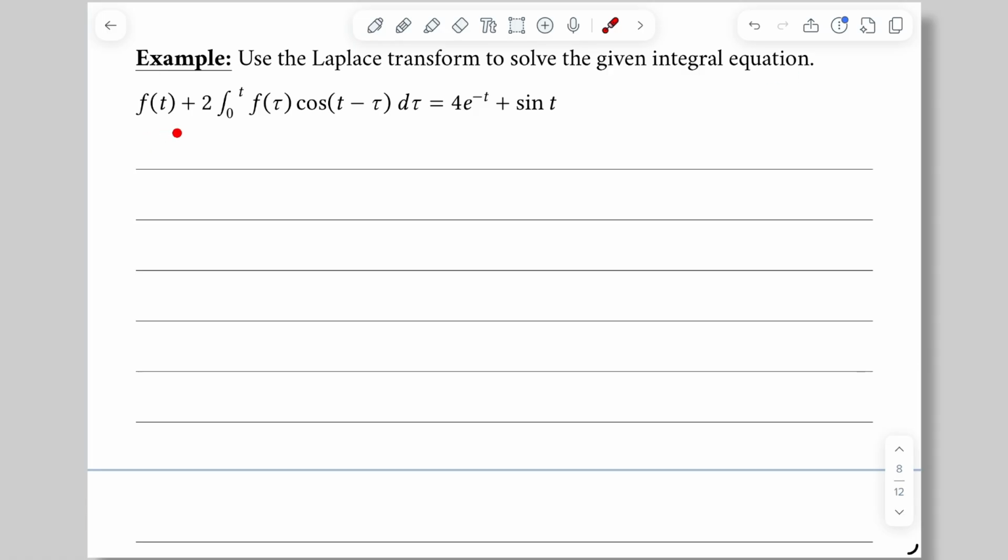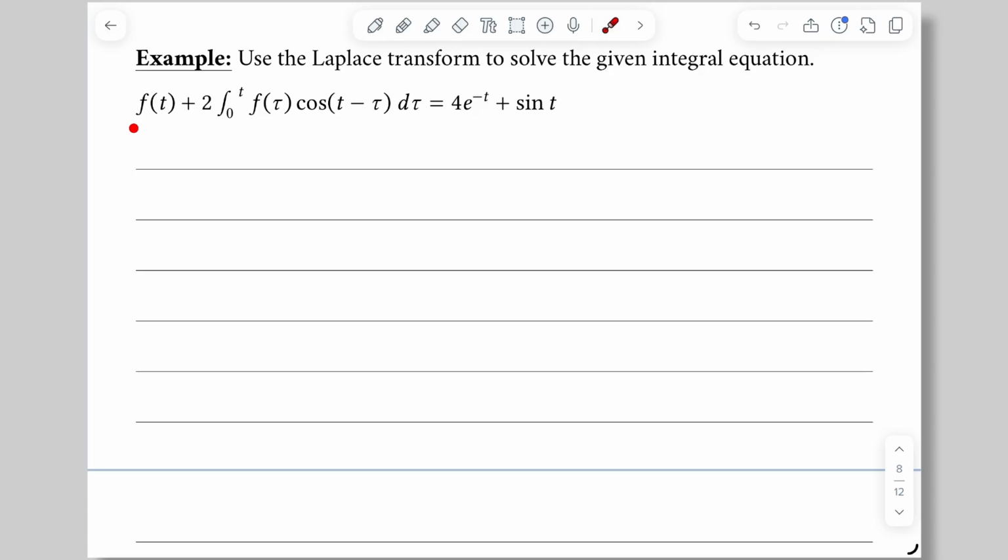f of t is equal to 2 times the integral from 0 to t of f of tau times the cosine of t minus tau d tau equals 4e to the negative t plus the sine of t. Well, we're told to use the Laplace transform to solve the thing, so let's do it. Wait, what does solving mean?